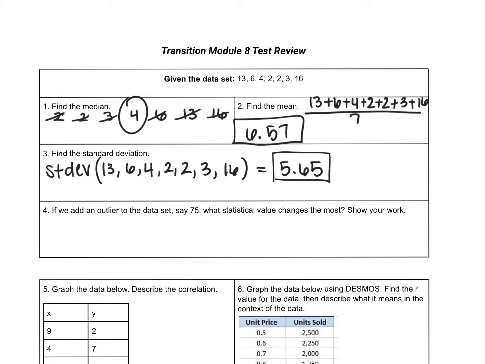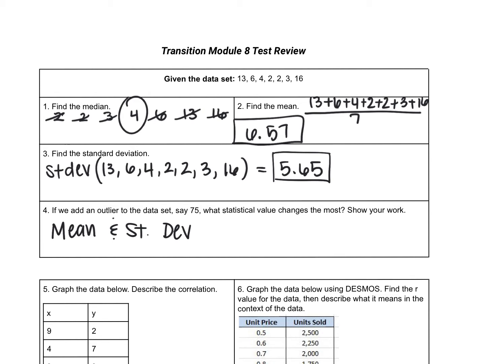If we add an outlier to the data set, say 75, what statistical value changes the most? Show your work. So we're really just going to talk through which one changes the most. So mean and standard deviation are affected most by outliers. Mean, because you're adding all of the numbers together, and if you have a value like 75, that's a lot bigger than all of the other data, it's going to make your mean a lot larger.